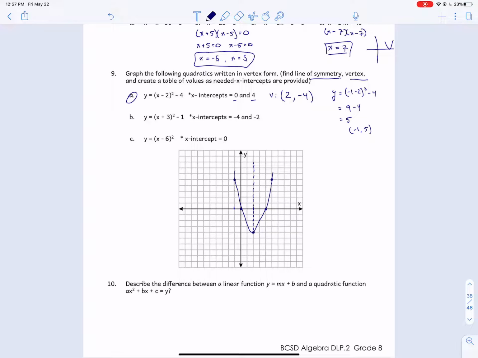I would also ask for similarities, because there are some similarities. Like this value, okay, they're both the y-intercept. So there's some things that are the same in those two equations.